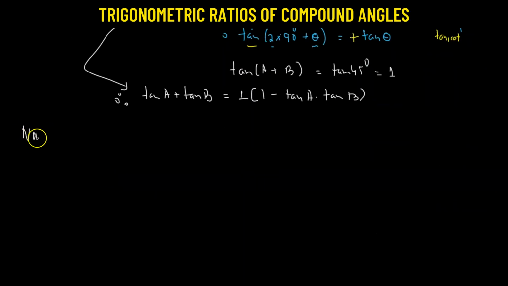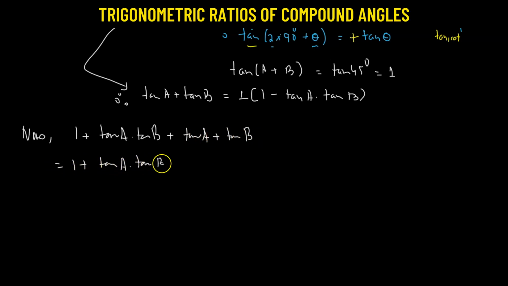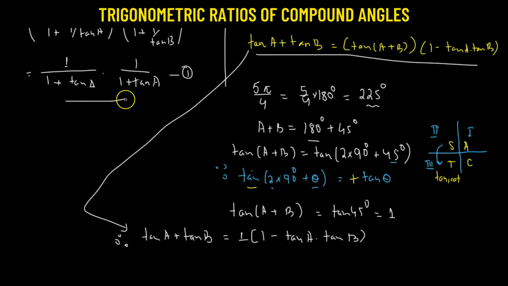Now we have 1 plus tangent of A multiplied by tangent of B, plus tangent of A plus tangent of B. This can be expressed as 1 plus tangent of A times tangent of angle B. Now in place of tangent of A plus tangent of B, we can have 1 minus tangent of A times tangent of angle B. So the second term and the fourth term cancel out, being additive inverses of each other. So we are left with 1 plus 1, which is 2. Now we were working with equation number 1.